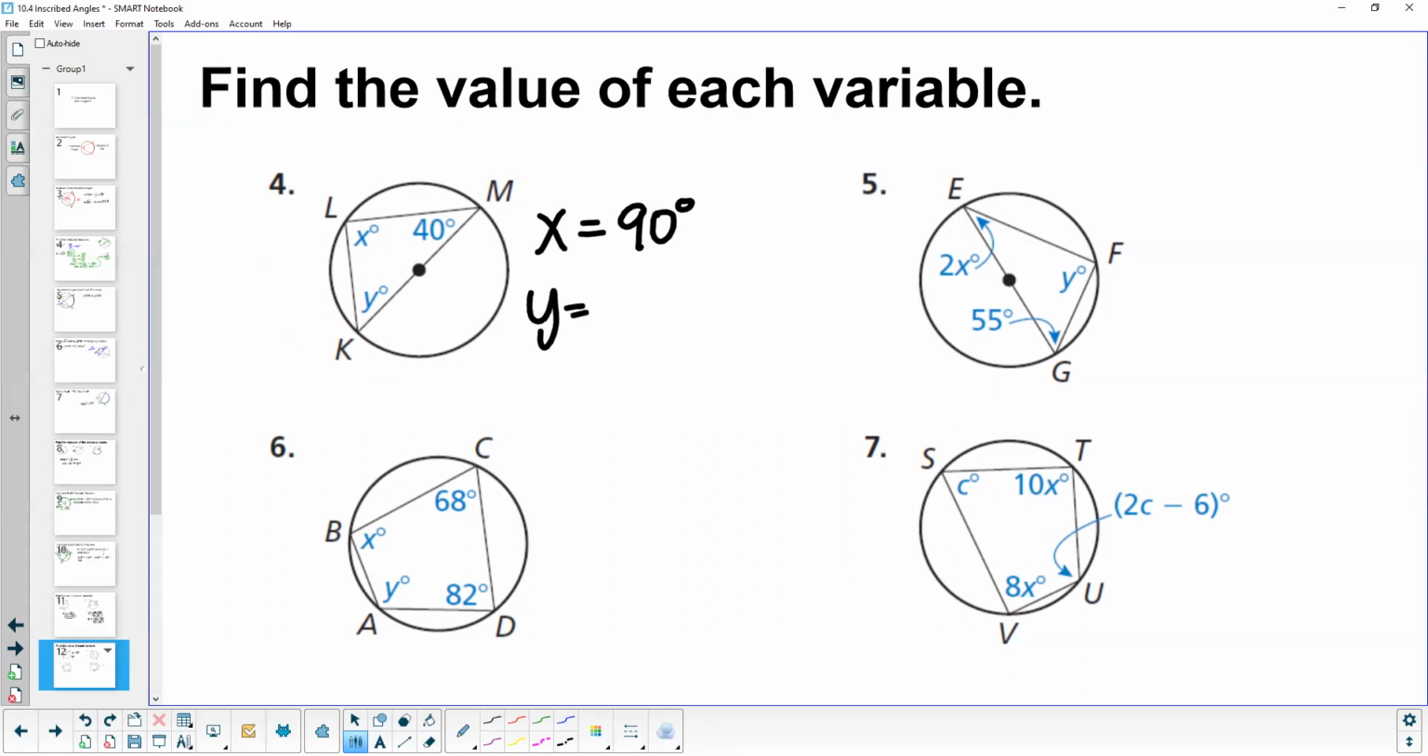So 130 minus 180 is going to be 50 degrees. Beautiful. Okay, let's take a look at number 5 now.